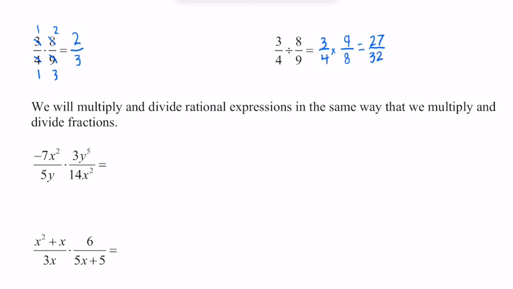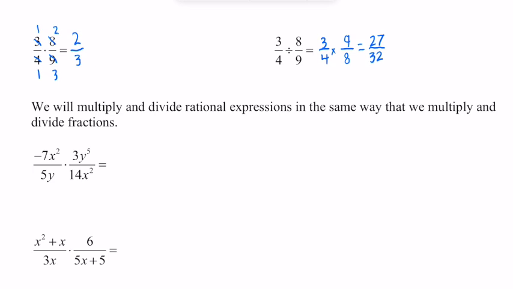Here we have negative 7x squared over 5y times 3y to the 5th over 14x squared. You could go through the process of multiplying and then reducing, or as in the example above, you can reduce first and then multiply, whichever way you find easier. What I've often found is that when my fractions only have one term in the numerator and one term in the denominator, in that case, I find it easier to multiply first and then reduce.